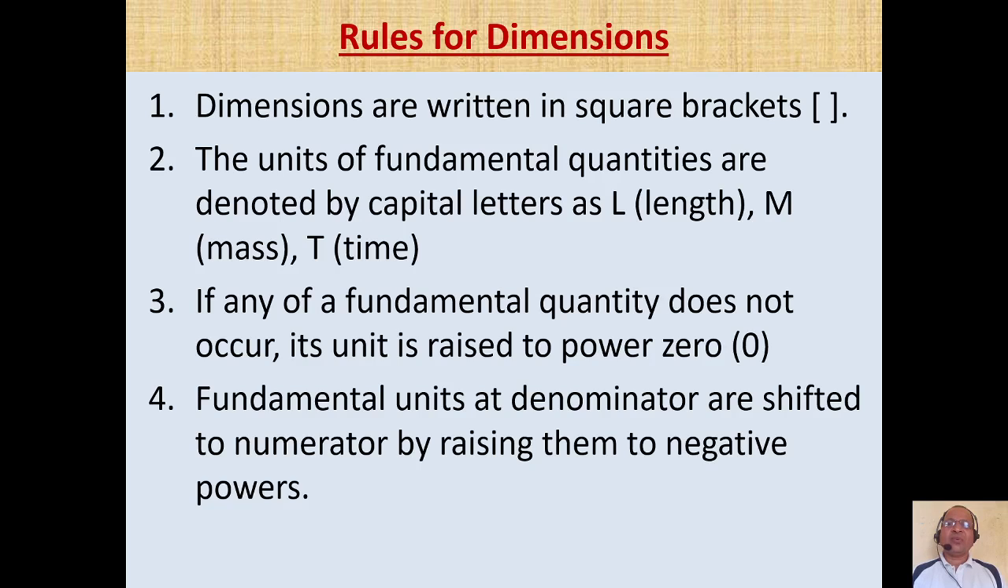Now with the help of these rules, we will derive dimensions of various physical quantities. Let us first see the dimensions of length. In the quantity length, we have only one length quantity, 1 time; mass quantity is absent, time quantity is absent. The quantity which is absent, its power is raised to 0. So only the length quantity is there. So the dimensions of length are L raised to 1, M raised to 0, T raised to 0.